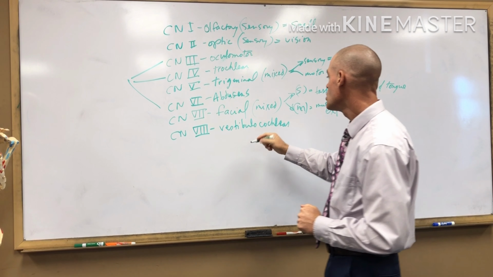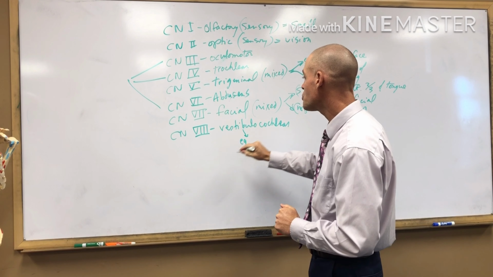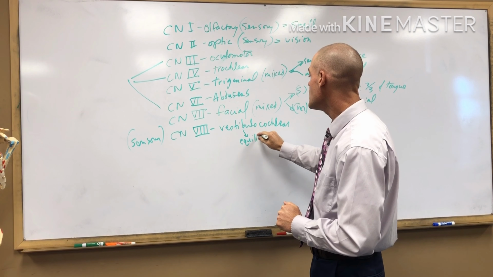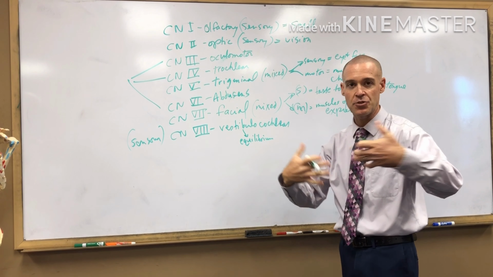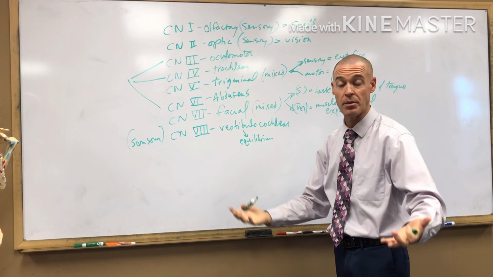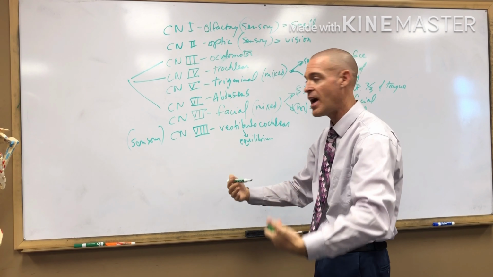Vestibulocochlear nerve. This really tells you what it is right here. It is sensory only, so I'll just pull through a sensory out here. It is equilibrium. That's our vestibular portion. So that's going to test our balance. How do we test it? We test somebody's balance, right? Get them to do a Romberg's test. If they're good with that, it's generally equilibrium's fine.